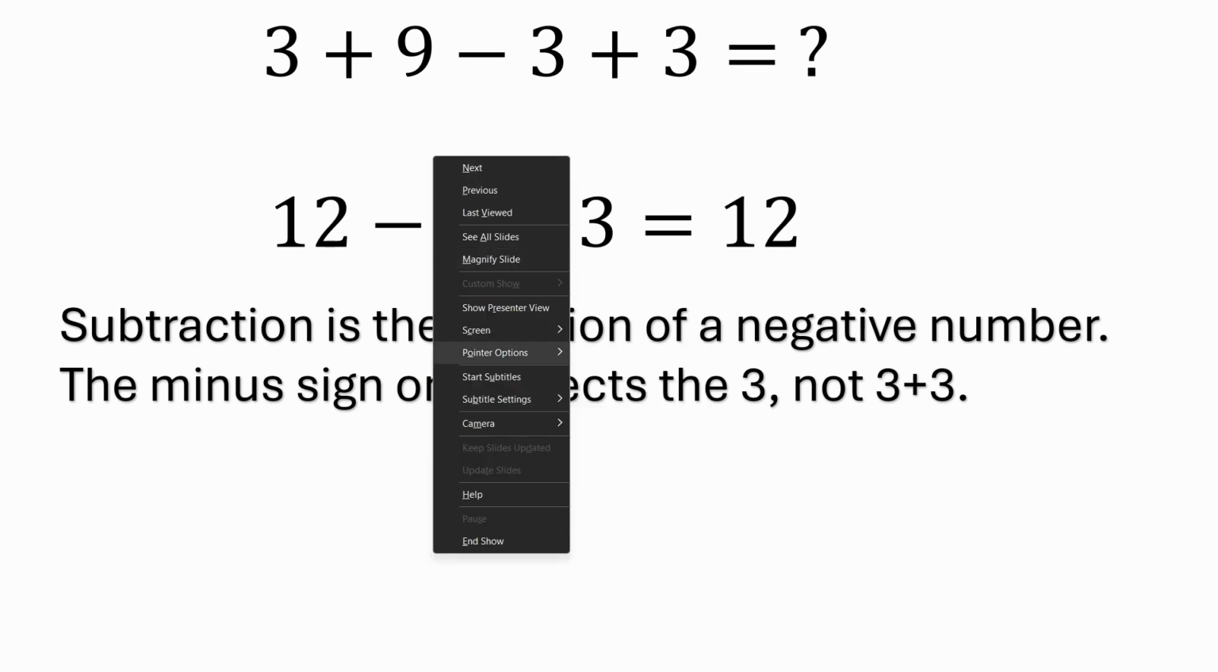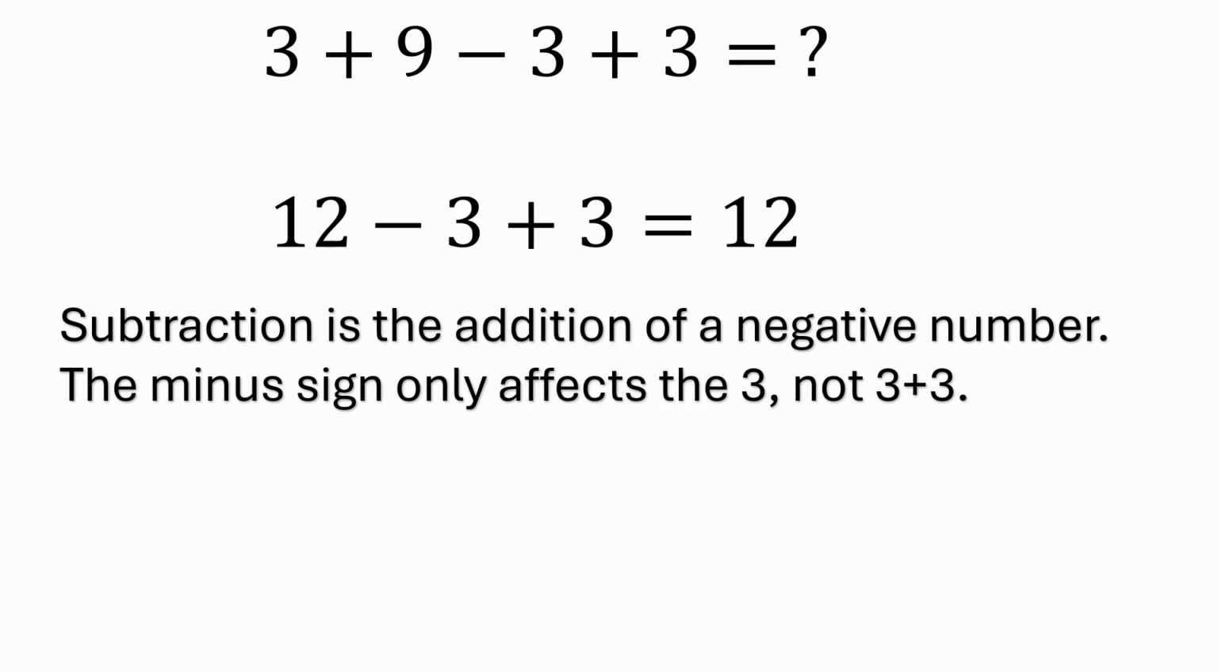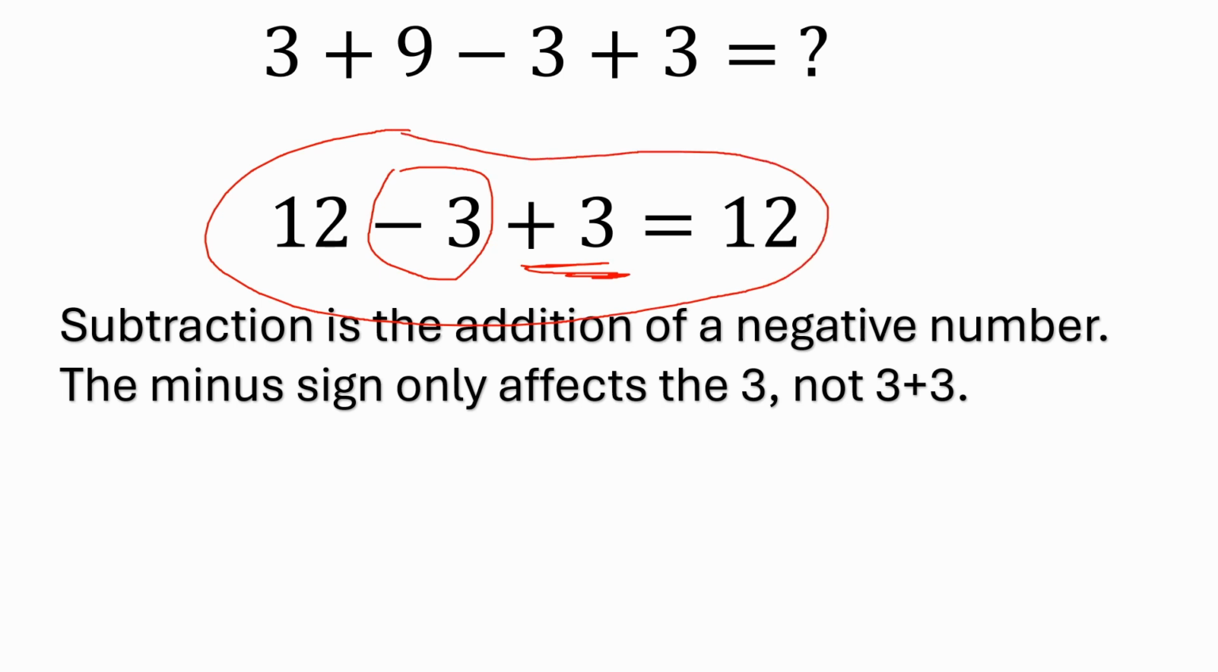I'm going to switch over to a pen. This minus sign, if I can find my cursor. The minus sign only affects this 3. It has nothing whatsoever to do with this 3 over here. It's 12 minus 3 plus 3 equals 12. If you don't believe me, take this part of it right here. Take this part of it, enter it into any calculator.